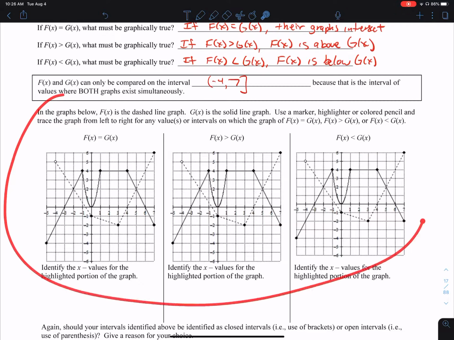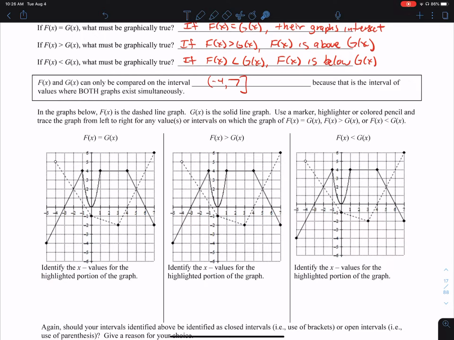Looking at these graphs right down here, the solid graph, which is G, let me label this. Solid one is G, unsolid one is F. Function G exists from -5 all the way to 7. But function F exists right after -4 and also stops at 7. So that's why we can only compare these on the interval in which they both exist. This is the only shared interval in which they both exist.